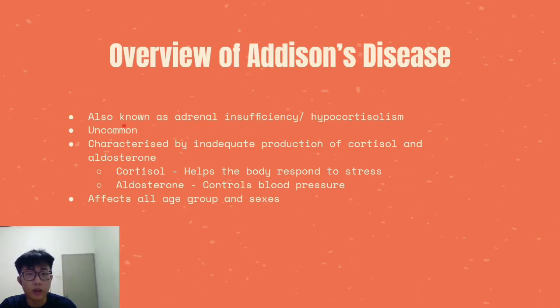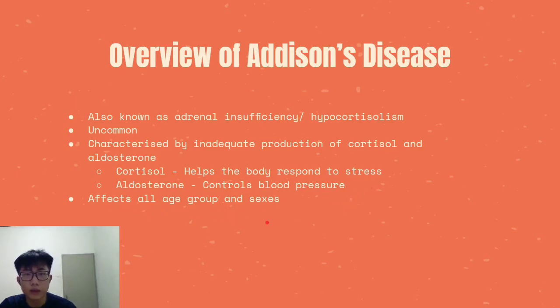This is a relatively uncommon disease and is characterized by inadequate production of cortisol and aldosterone by the outer two layers of the adrenal gland, which is called the cortex. So what does cortisol do to our body? It helps our body to respond to certain stress such as illness and injury. It also helps our body to control our blood pressure. On the other hand, aldosterone controls our blood pressure and also helps to control the flow of fluid out of our body as urine.